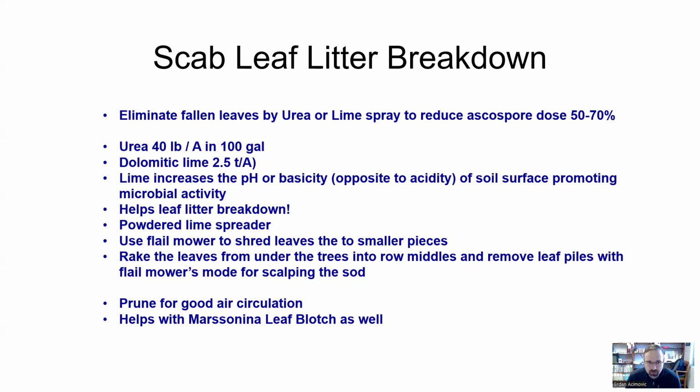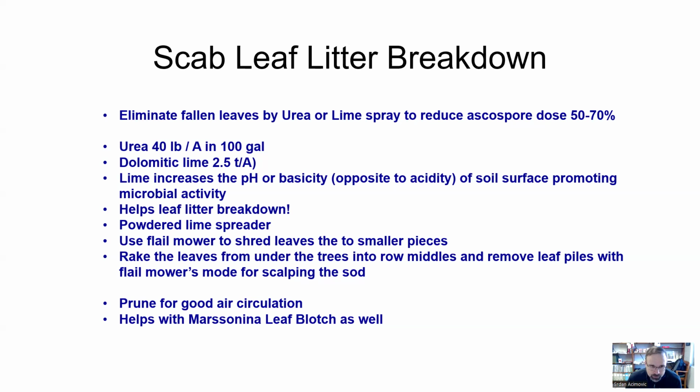In the case of lime, it increases the pH or basicity of the soil, which is the opposite of acidity, and specifically on the surface, which promotes microbial activity. So those microbes are promoted to try to degrade the leaf litter and in that way prevent overwintering of the apple scab. In the case of urea, it is also a food source for these microorganisms and also the snail-like fauna in your orchard. So they also allow the faster degradation of the leaf litter.